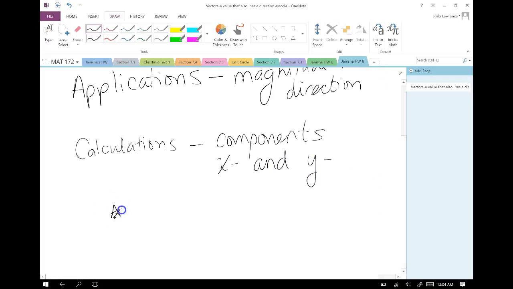So you can only combine vectors that are pointing in the same direction. So I can't combine a vector that's pointing northwest with a vector that's pointing east, because they're two completely different directions. But if I break them down into components, I can combine their components, because all components are horizontal and vertical.